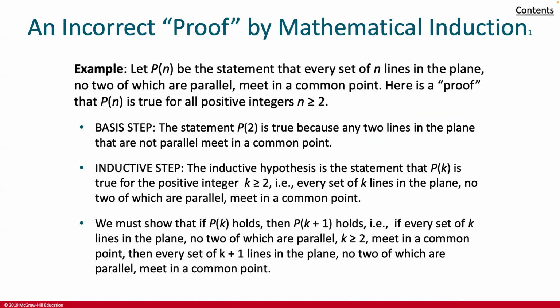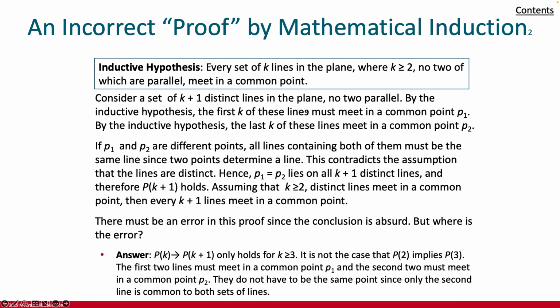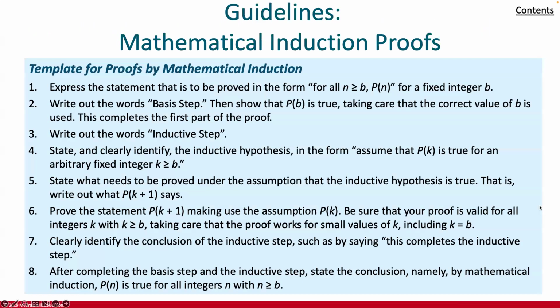Okay, we have two charts here that talk about an incorrect "proof" of mathematical induction. Here is the example: let P of n be the statement that every set of n lines in the plane, no two of which are parallel, meet in a common point. So here is a "proof" that P of n is true for all positive integers n greater than or equal to 2. And basically they're saying that this does not work. You can go ahead and pause the video or refer to Rosen to think about that in more detail.